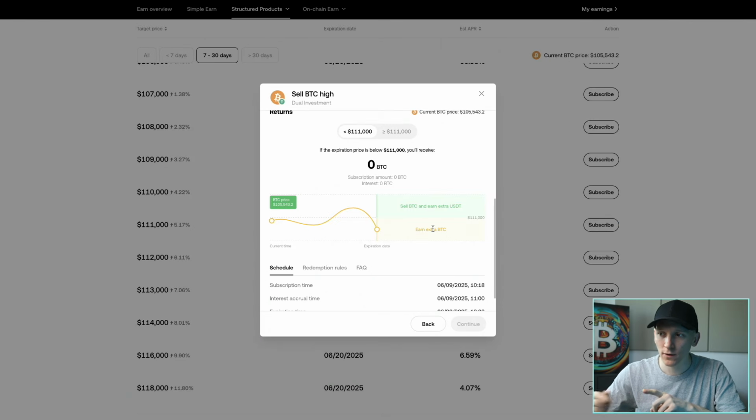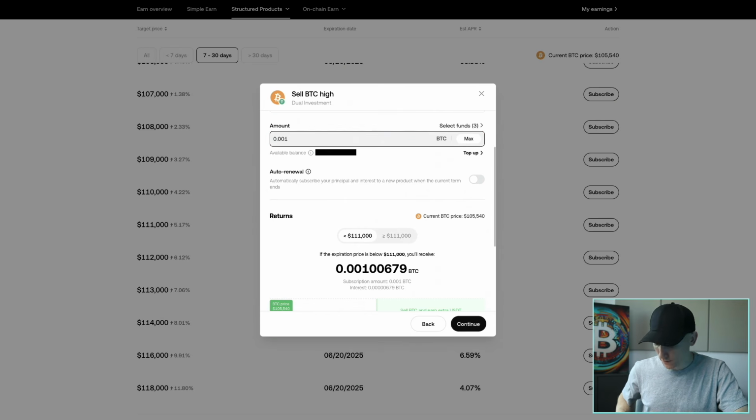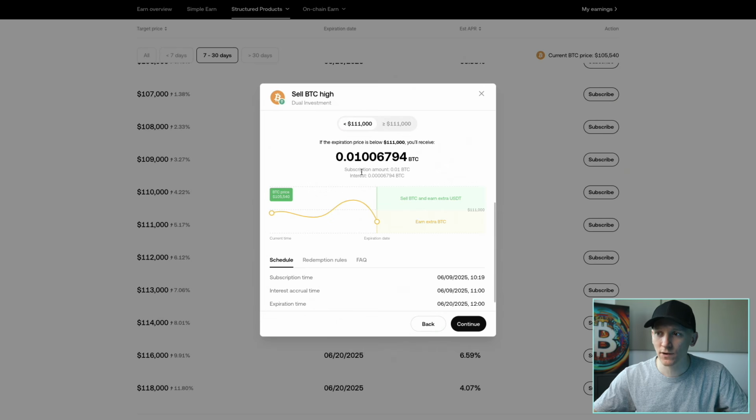And so you can see here, earn extra BTC. Basically what happens is we keep our Bitcoin and then the earnings that we got from selling the call option, that comes back to us. And that's actually valued in BTC as well. So we just get extra BTC. We'll just put a small amount in, so you can actually see exactly how much we would get. So I'm trading 0.01 Bitcoin. This would be our profit if the price was underneath the call option at 111,000.